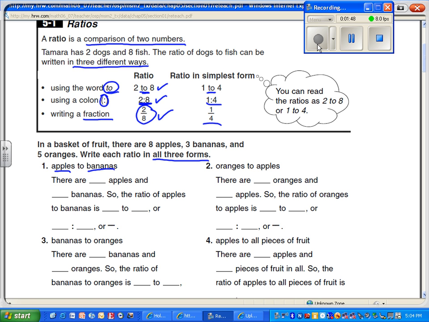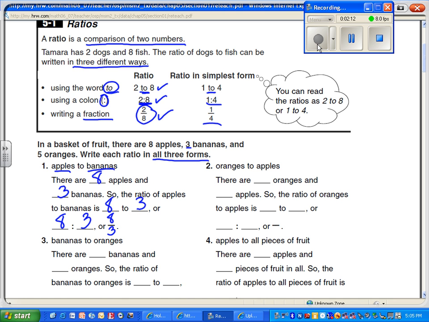So we're going to look back up in the problem. We've got 8 apples. And how many bananas? We've got 3 bananas. So the ratio of apples to bananas, make sure we do it in the right order, is 8 to 3, or 8 to 3, or 8 to 3. That's all 3 formats that we learned up at the top there.